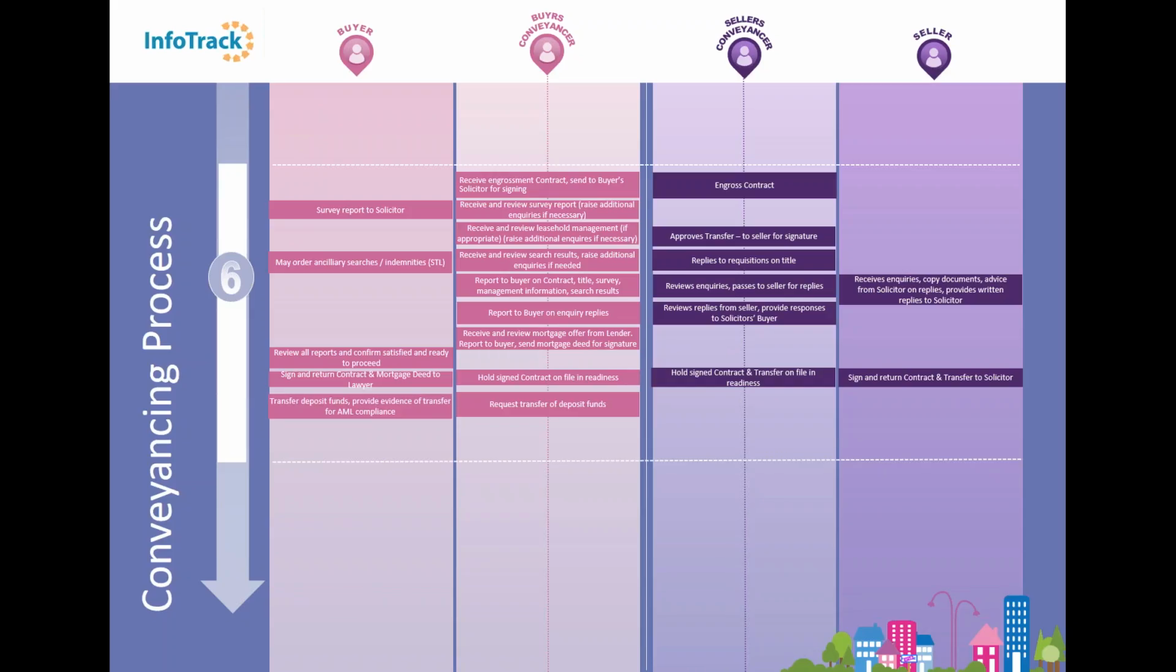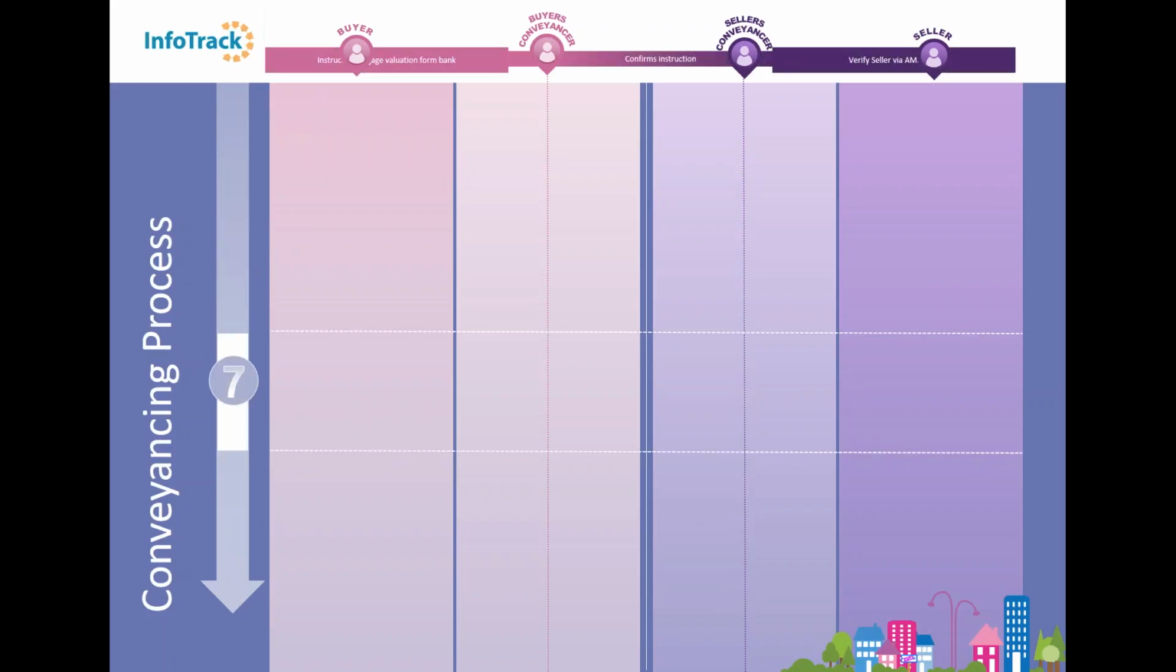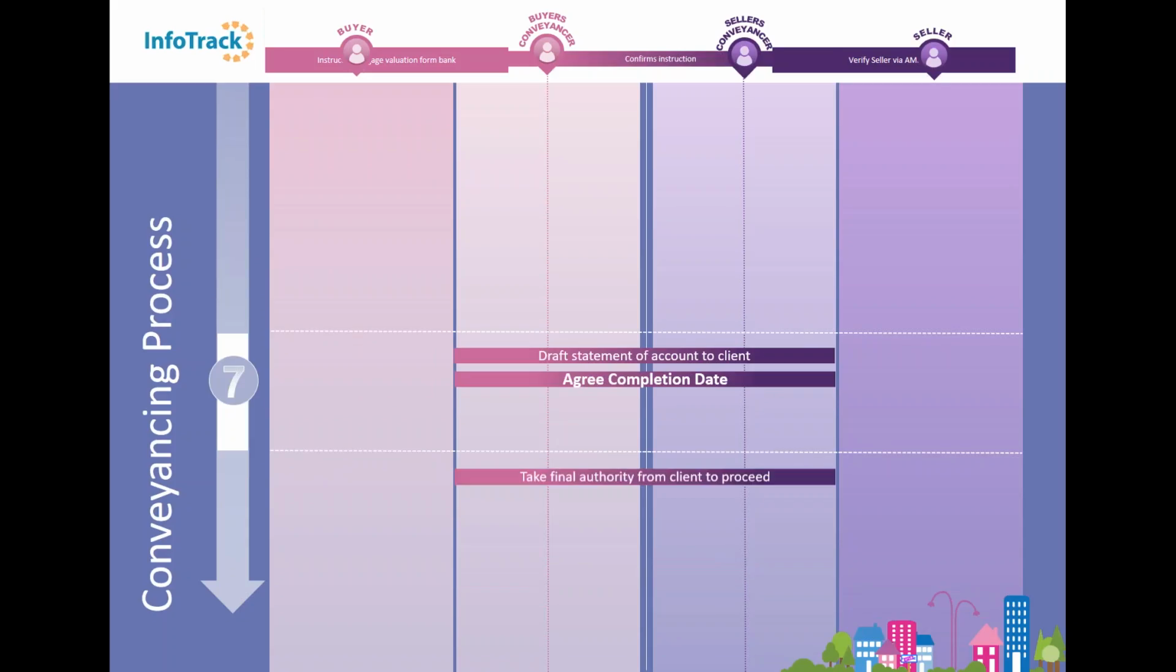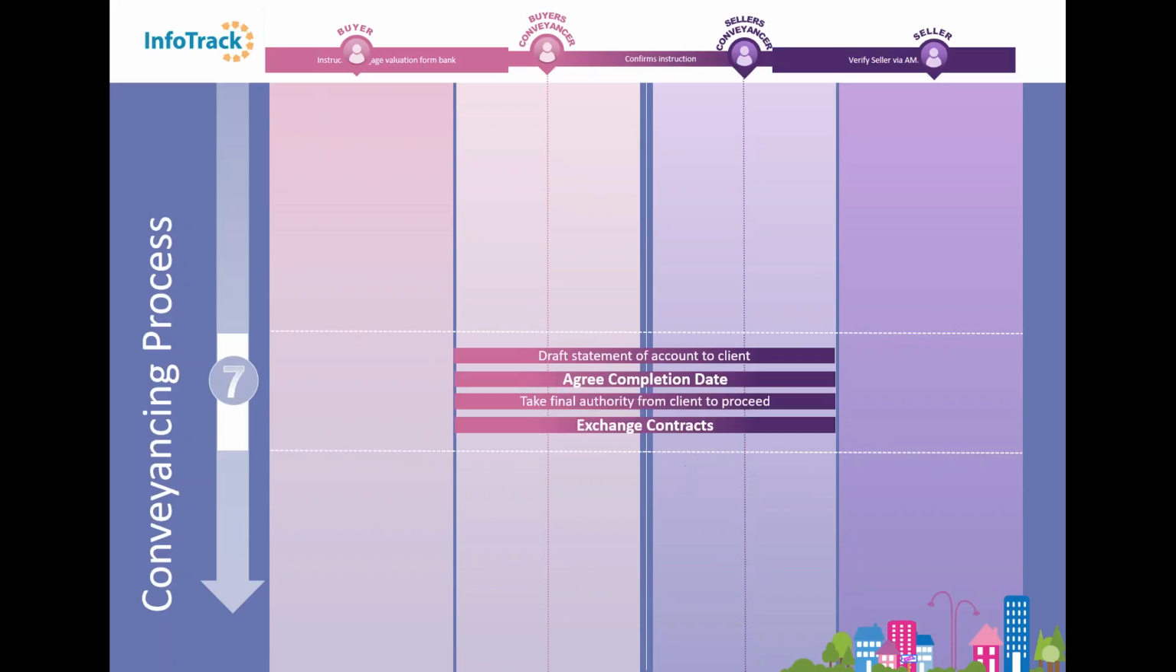So the funds come from the buyer's solicitor, so we need to pay a deposit, which is normally 10%, and that's transferred over to the buyer's conveyancer. At this stage, another K16 Bankruptcy Search may be carried out if there's no mortgage, and we looked at an example of that earlier. So now we're getting somewhere, and at stage 7 of the process, the draft statement of account goes to the clients, and finally a completion date is agreed, and then we exchange contracts.